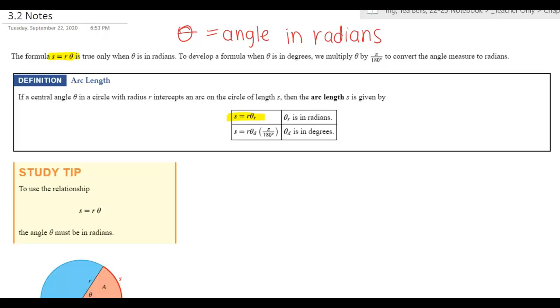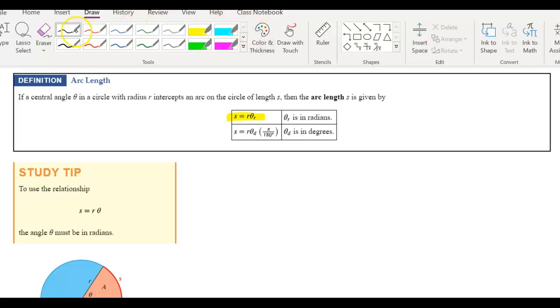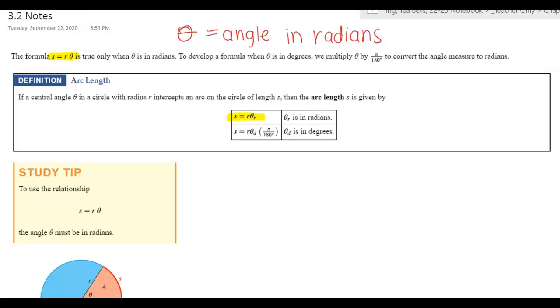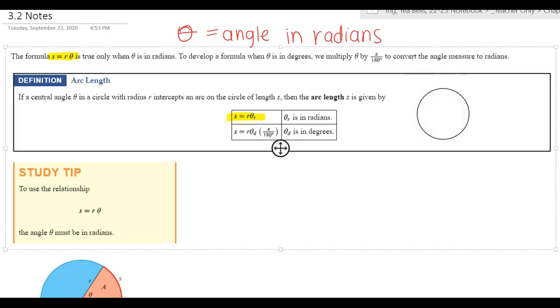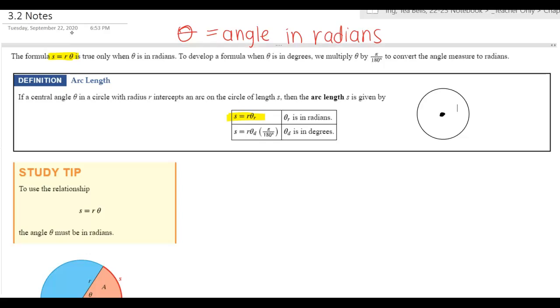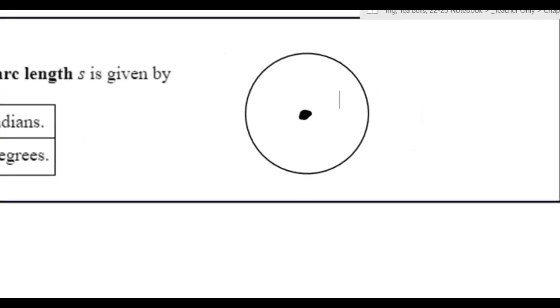So let's draw ourselves a little picture here. Let's draw a little circle. Let's move it down here. All right, so back in geometry, you learned about something. We did a whole unit on circles. Let's zoom in a little bit.